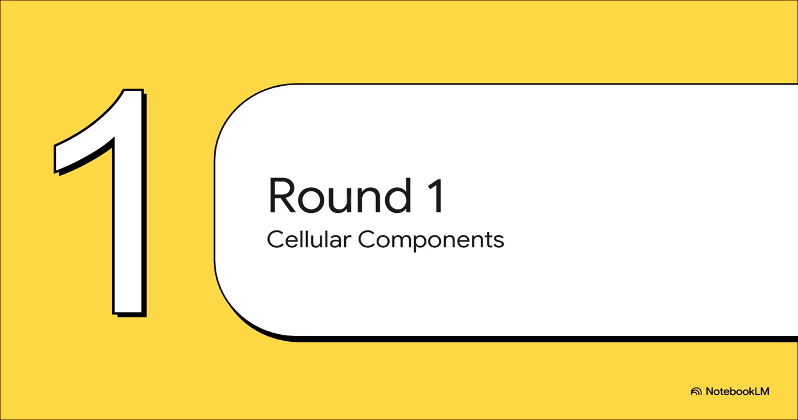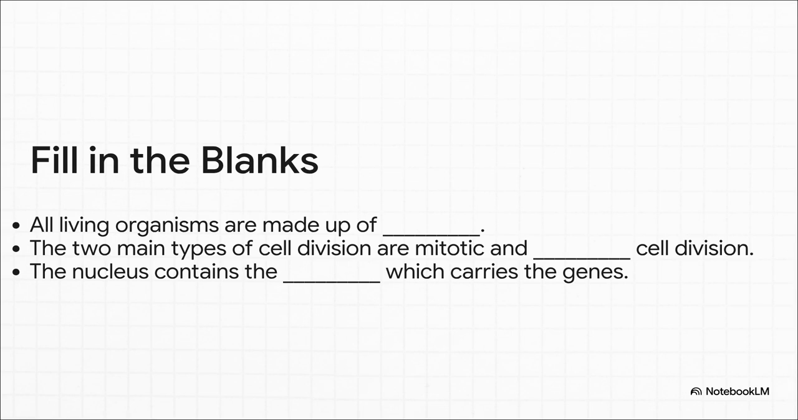Before a cell can even think about dividing, we gotta know the key players involved, especially those all-important chromosomes that carry our genetic blueprint. Here we go, first three questions. Super basic stuff to get us warmed up. What are all living things made of? What are the two main ways cells split? And where do we find our genes hiding? These set the stage for everything else.